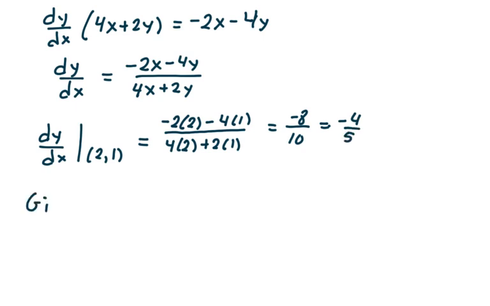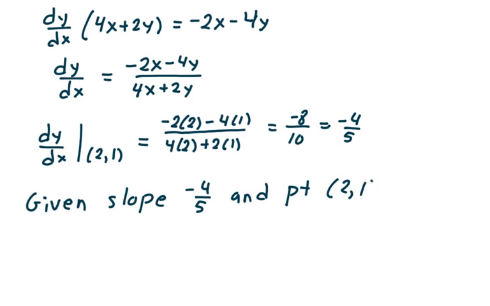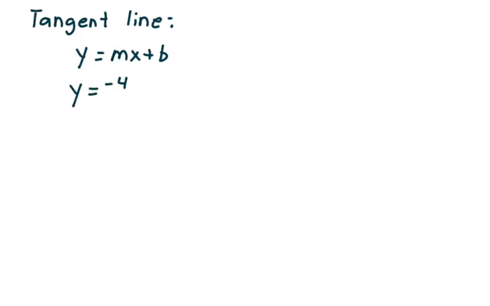So what we're given is slope negative 4/5 and point (2, 1). Now let's get the tangent line first. Now we have y equals mx plus b. But remember, the slope is negative 4/5. So we get y equals negative 4/5 x plus b.